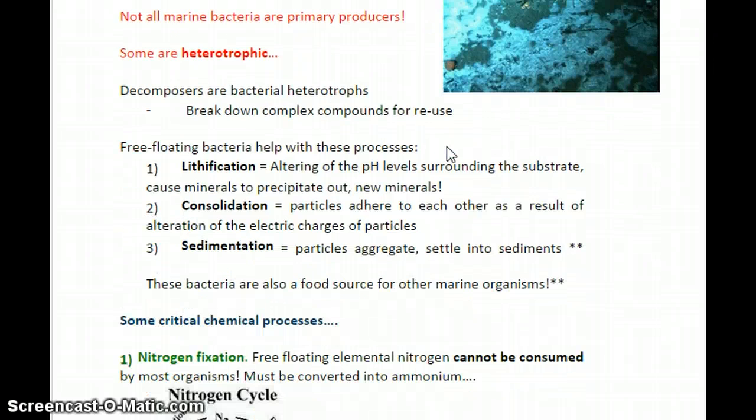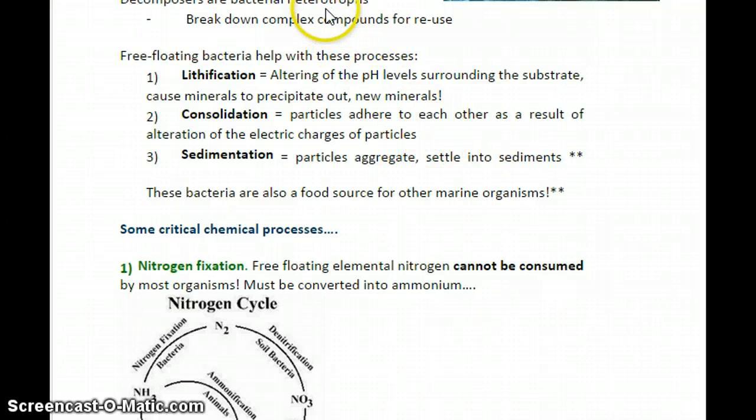So not all bacteria are producers. Some are heterotrophs. So decomposers will break down organic compounds into inorganic molecules for reuse. There are free-floating bacteria that aid with certain sediment processes. Lithification is basically where the pH of the substrate or the mud or sand is changed, and that causes minerals to leach out. Consolidation is a process where particles stick to each other because of electrical charges, and bacteria can be involved in that as well.